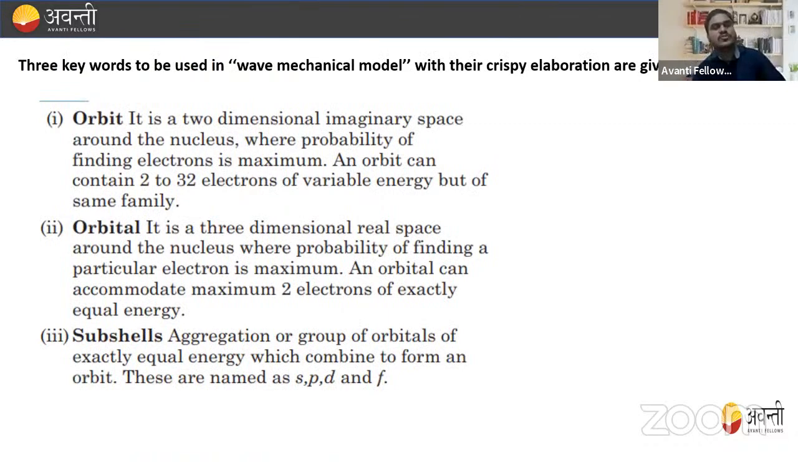So three keywords to be used in the wave mechanical model, with their crisp elaboration, are given below. How will you understand this wave mechanical model? You must know these three words well. What are these three important words? The first one is orbit, right? So what is an orbit? It is a two-dimensional imaginary space around the nucleus where the probability of finding the electron is maximum, right?